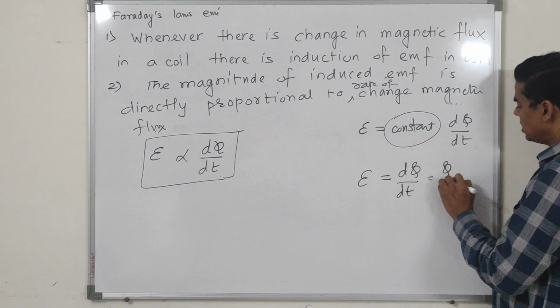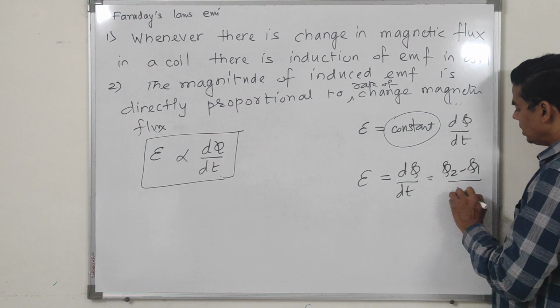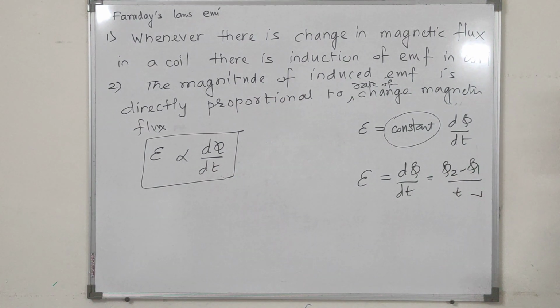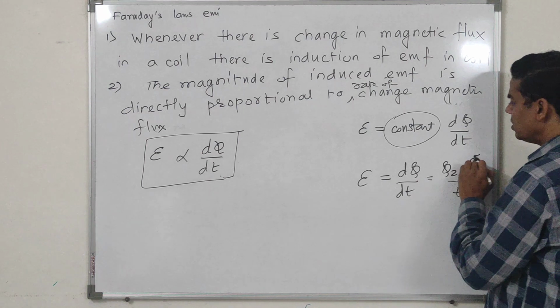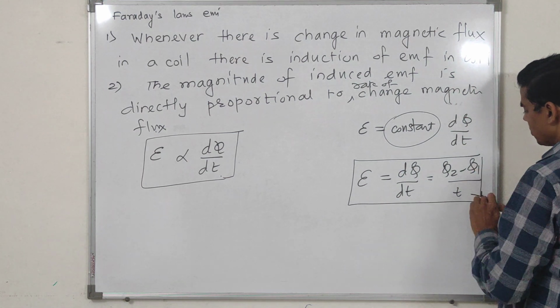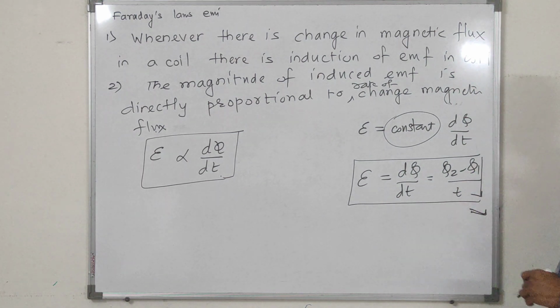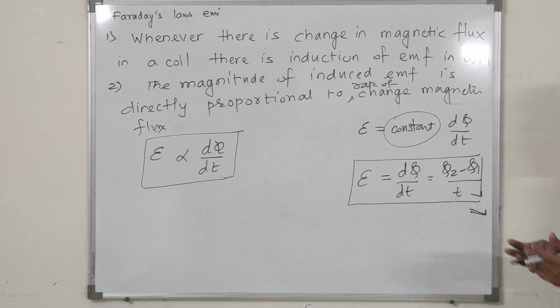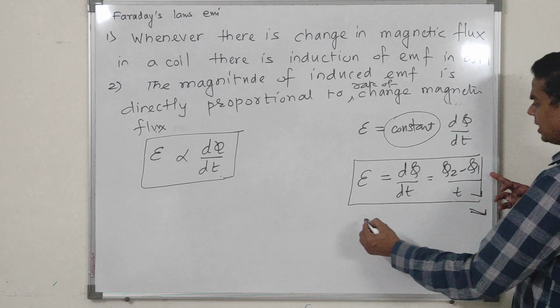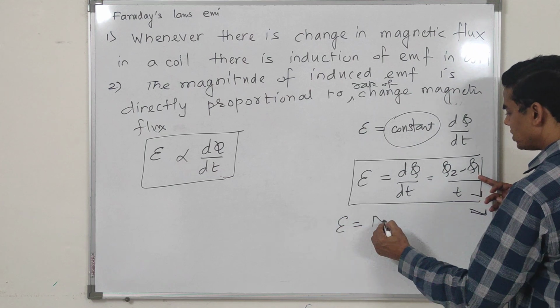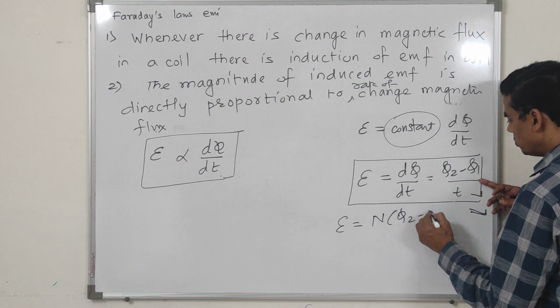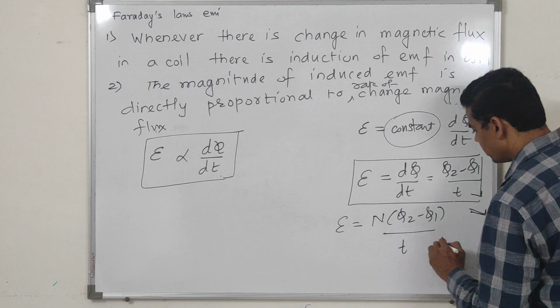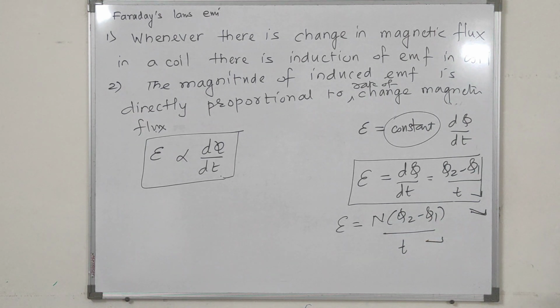We can also write this as phi 2 minus phi 1 upon t. This is the induced EMF. As it is an EMF, it is a potential. Its SI unit is volt. So this is the general formula for Faraday's law of electromagnetic induction or induced EMF in a coil. We are considering this for one turn of a coil. Suppose that there are n turns of a coil. If there are n turns, then we will multiply the overall equation by n into bracket phi 2 minus phi 1 upon t.